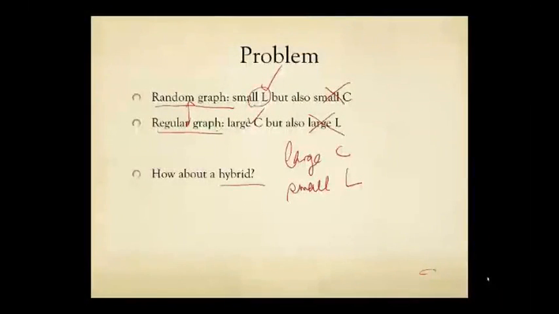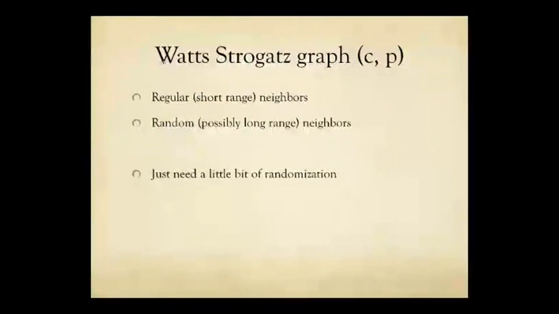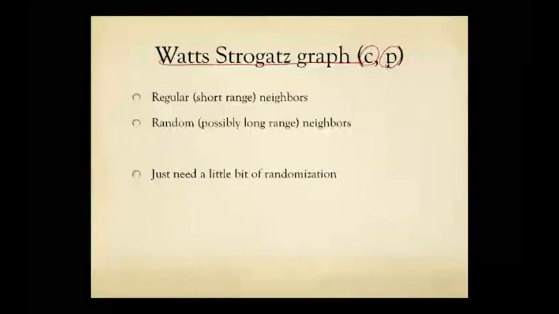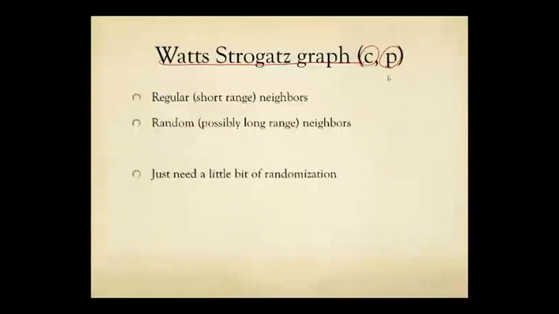And this hybrid model between a random graph and a regular graph is called the Watts-Strogatz graph. It's parameterized by two numbers, C and P. Remember, we were using P to parameterize random graphs and C to parameterize a regular ring graph. P is the probability of a link appearing, and C is the deterministic degree for each of the nodes. Now we're going to use both C and P.